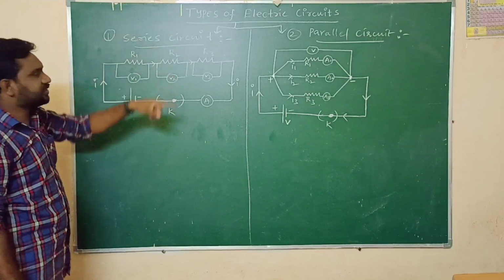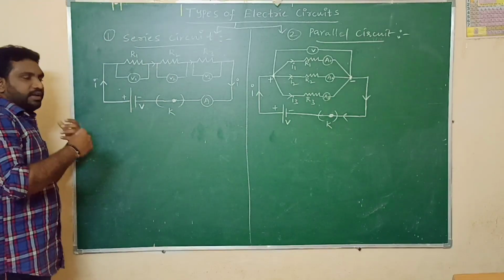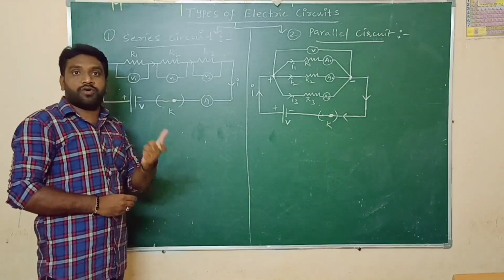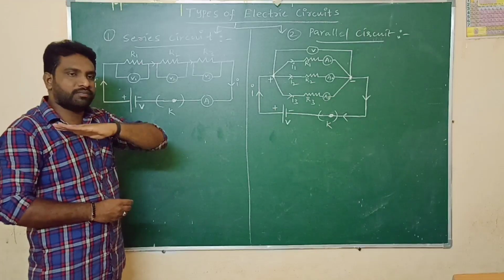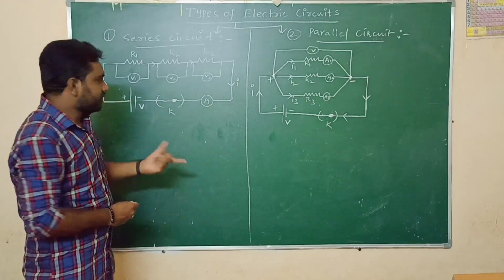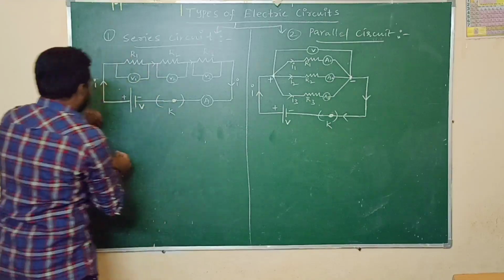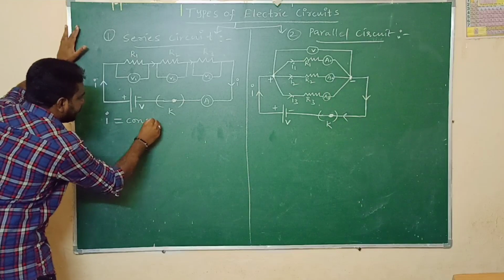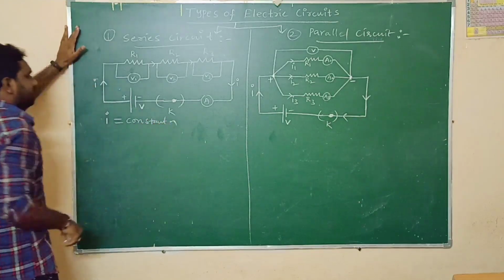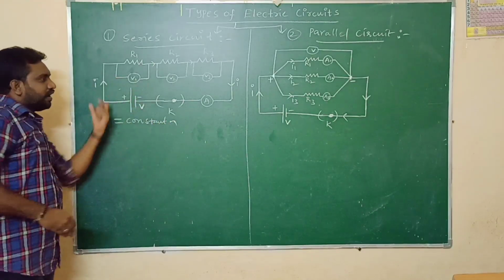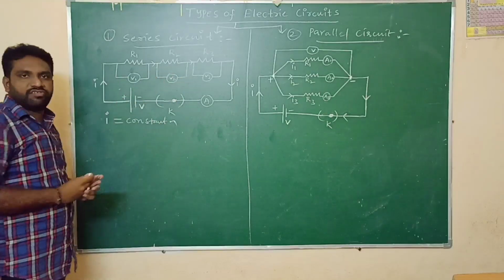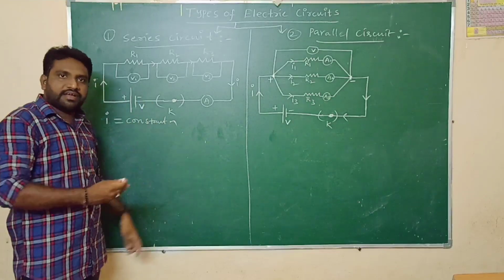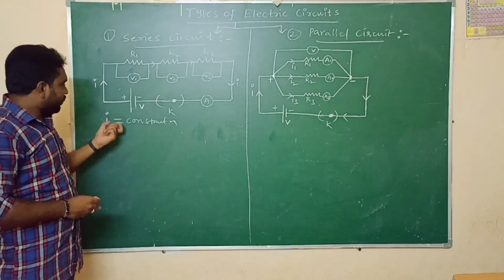So in this circuit we require three voltmeters and only one ammeter. Why? Because, as I already explained in the definition, a series circuit has a single path for the flow of current. Only one way is there. So in a series circuit, the first thing you should know is that the current I always remains constant. If you measure the current anywhere in the circuit, it remains constant. That's why we connect only one ammeter.